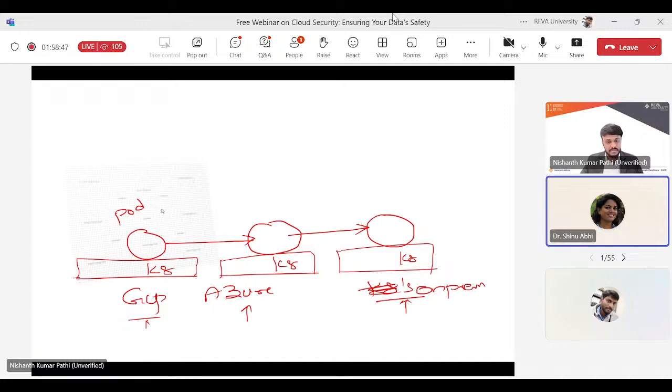So are there any frameworks? This is Kiran's question: is there a framework that we can use across AWS, GCP, Azure? Is there a way that we can implement the same framework across them? Yes, we have a cloud security matrix from CSA.